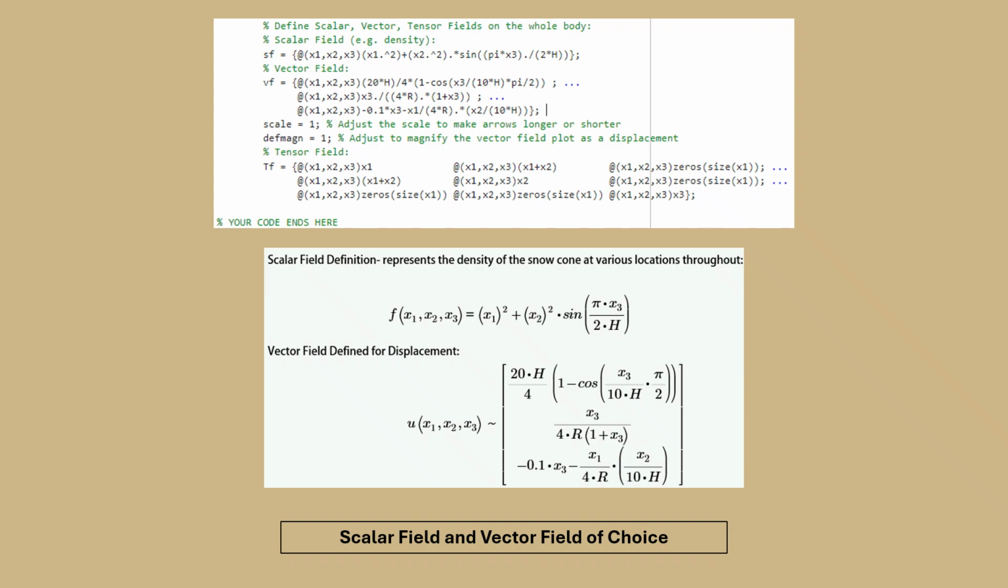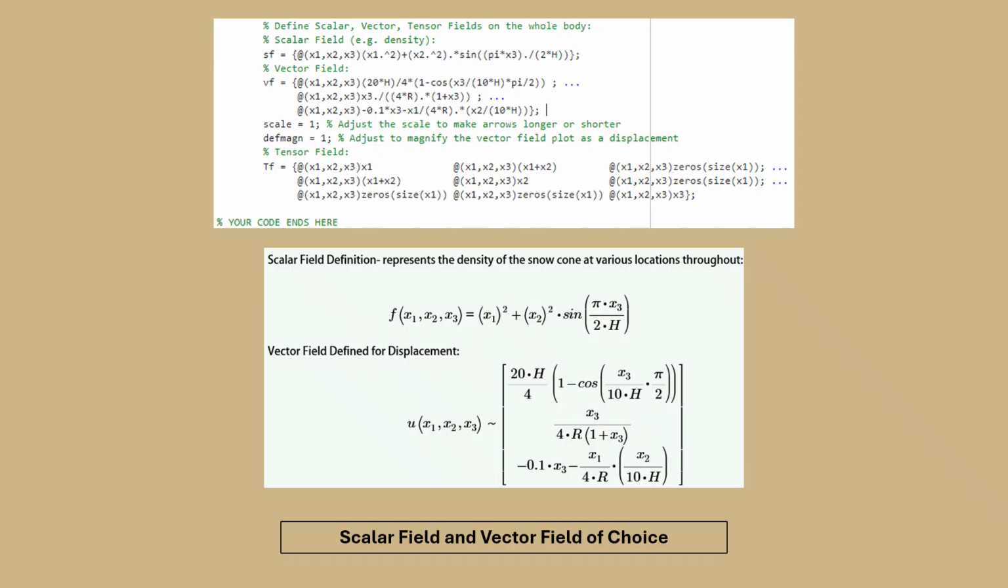First listed is my scalar field, which is (x1 squared plus x2 squared) times sine of (pi times x3 over 2h), where x1, x2, and x3 correspond to the x, y, and z directions respectively. This function represents density, which will be discussed in the next slide.